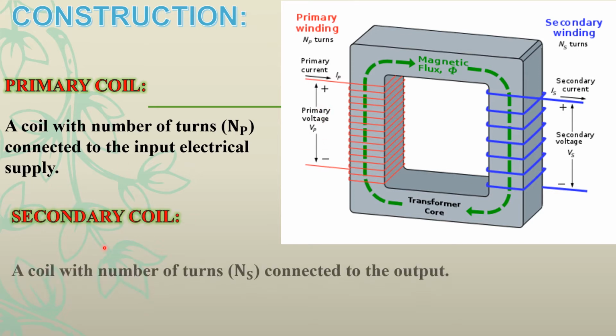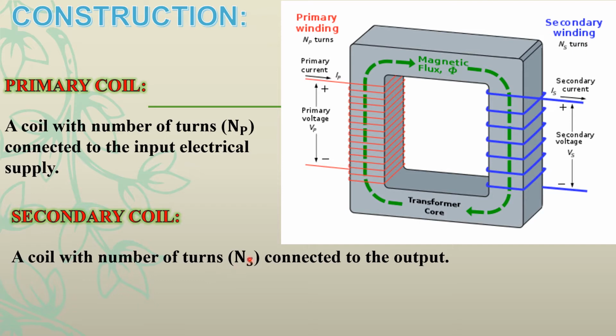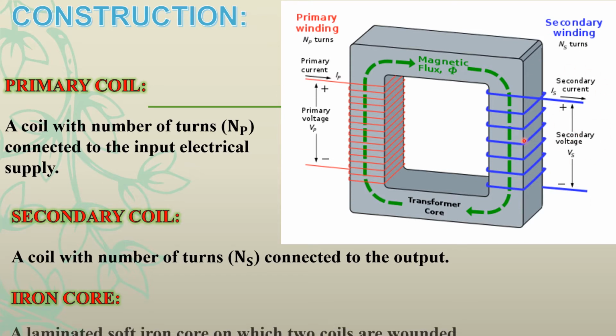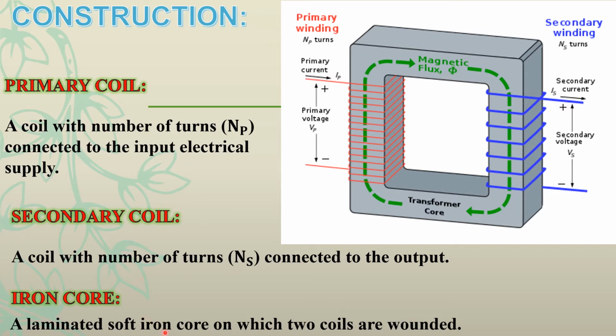Secondary coil. A coil with number of turns N sub S connected to the output. This coil is known as secondary coil, and number of turns of secondary coil are represented by N sub S, S for secondary coil. And secondary coil is connected with the output. Iron core. A laminated soft iron core on which two coils are wounded. These two coils, primary coil and secondary coil, are wounded on this iron core.